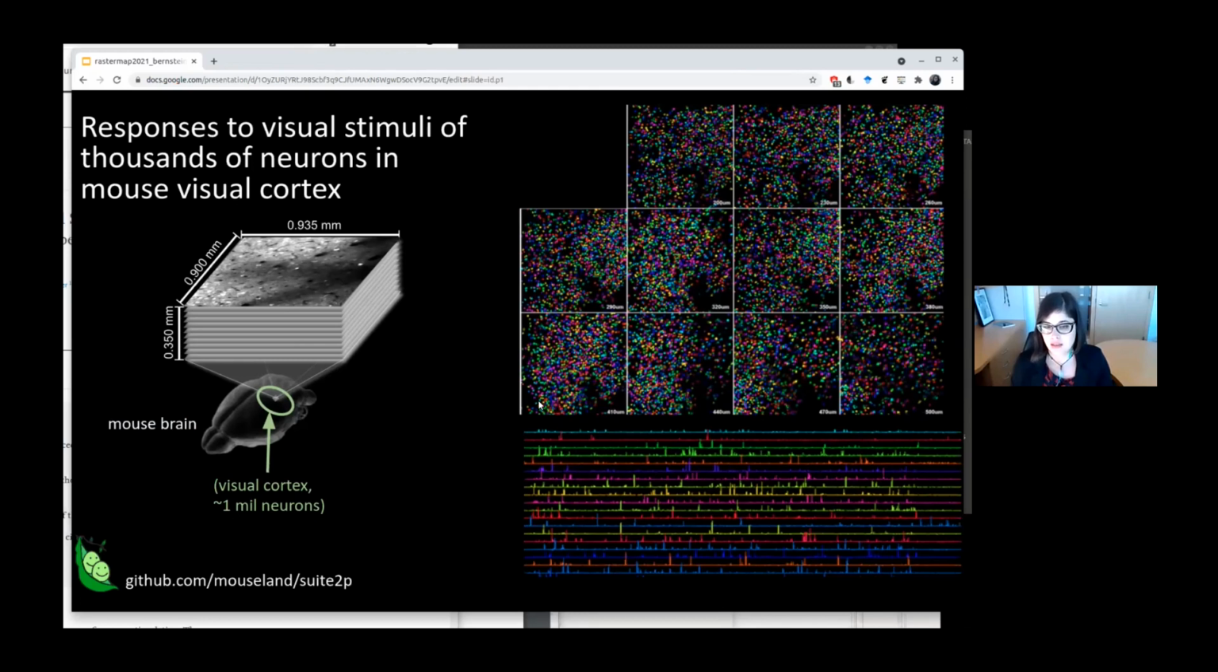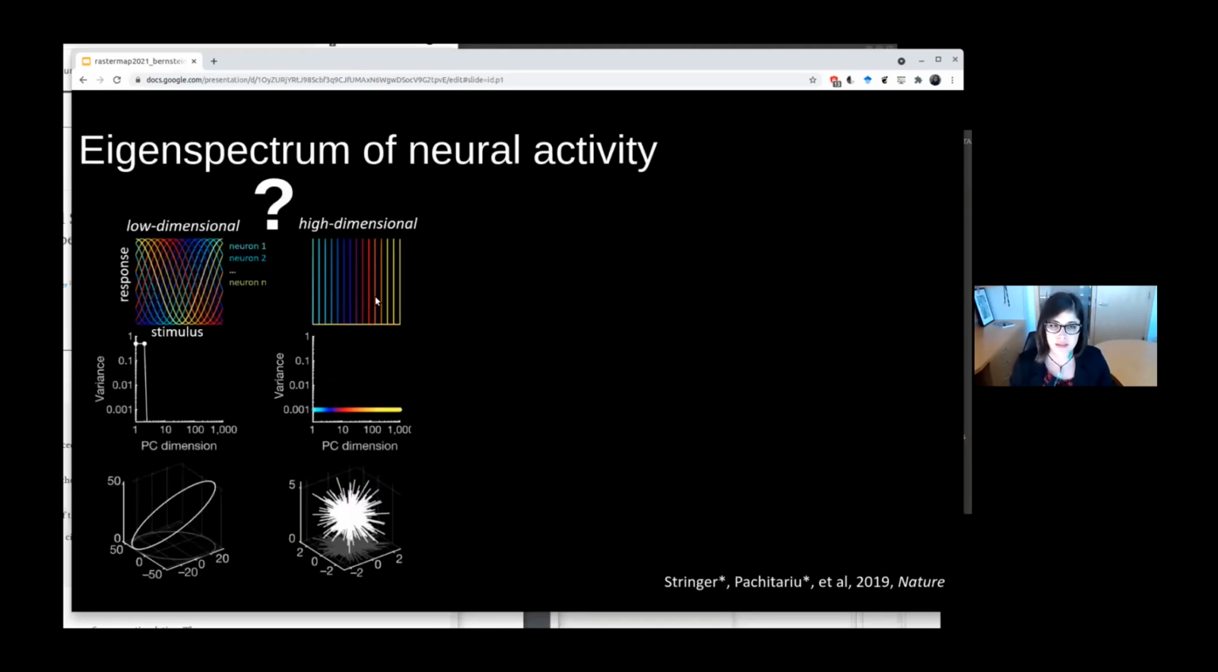And then we can take these traces and take the average response of the neurons to each stimulus that we showed. We showed each stimulus for around, I think, 750 milliseconds, so a couple frames worth that we average. And then we basically end up with a matrix that's going to be 10,000 neurons by 2,800 stimuli. And then we asked this question, is neural activity low dimensional or high dimensional?